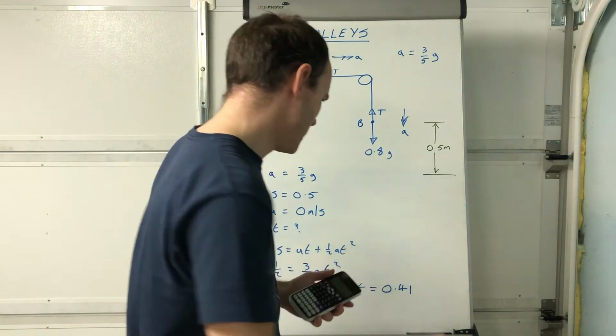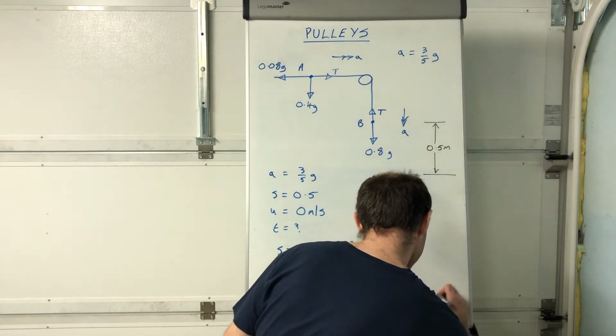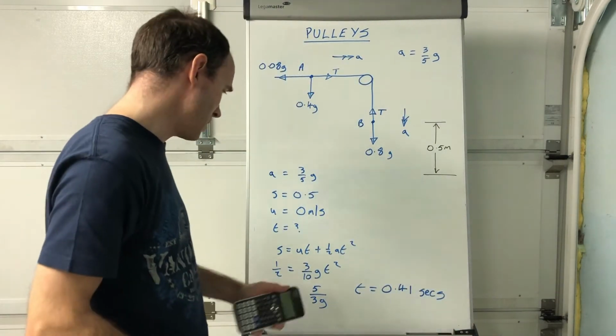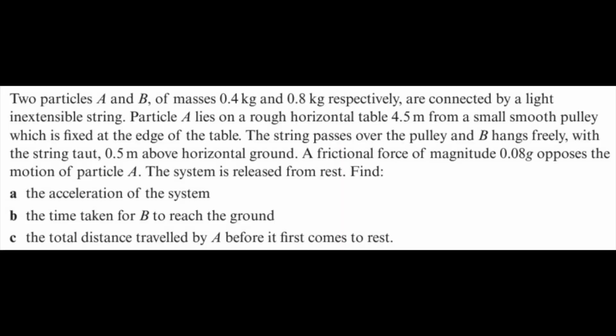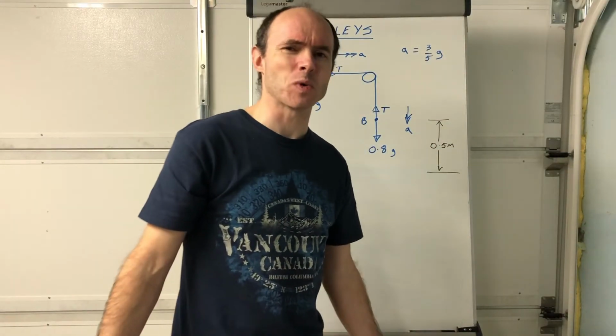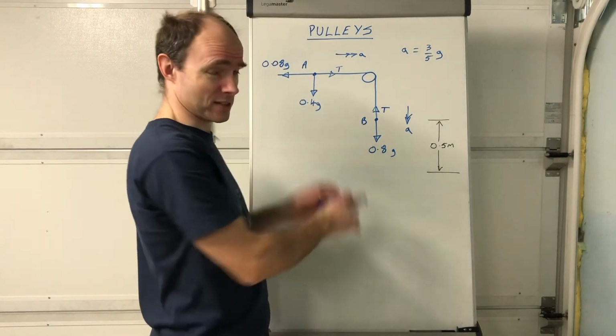0.4123, etc. But it's best to round it to three significant figures, to be honest, because we're using g, aren't we? Okay, so that's that part of the question done. Okay, part C. Find the total distance travelled by A before it comes to rest. I do love these questions because there's a lot of things going on. Okay, we've got to just break this down and see what's happening.